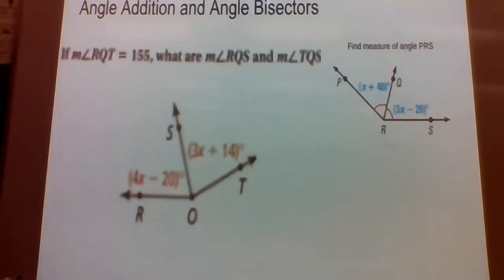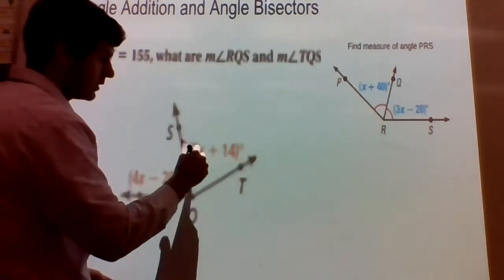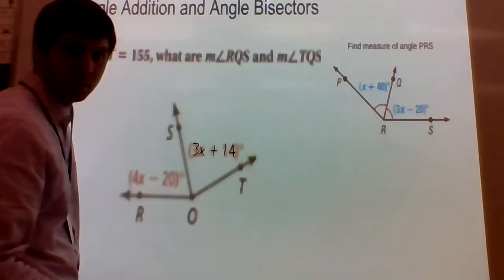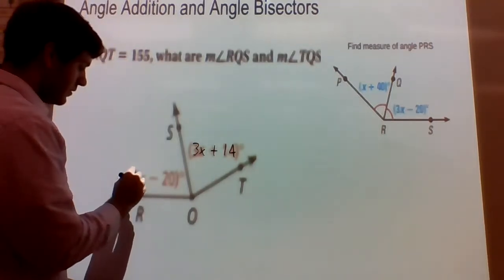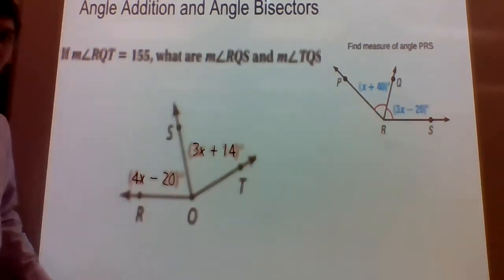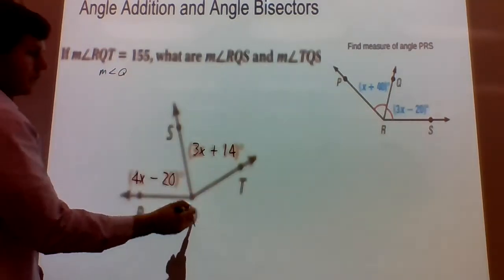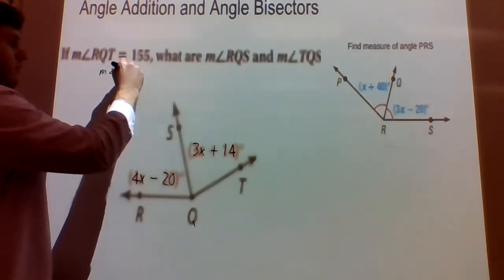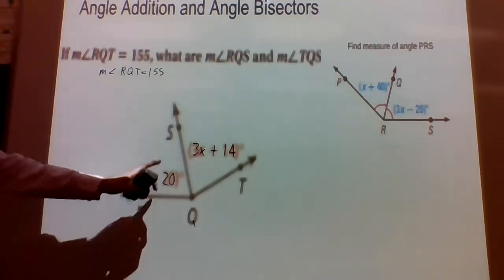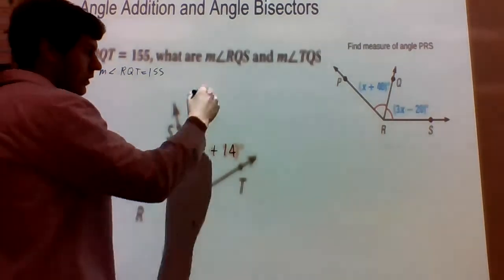So it's telling us this angle is 4x minus 20. This angle is 3x minus 14. I don't know if we can see it very well. Okay. And then they're telling us the measure of angle RQT is 155. Okay.